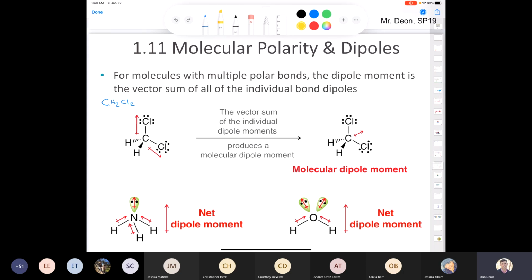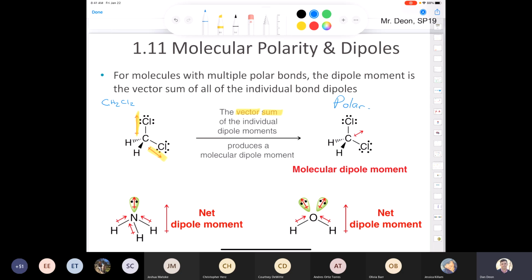But what happens when we sum those two vectors, right? If you have a vector pulling this way and a vector pulling that way, well, the net result is that it's going to pull in this direction. So you should know how to add vectors together in your mind, if you will. Okay, so overall, this is a polar molecule. So that means that dichloromethane is a polar molecule.